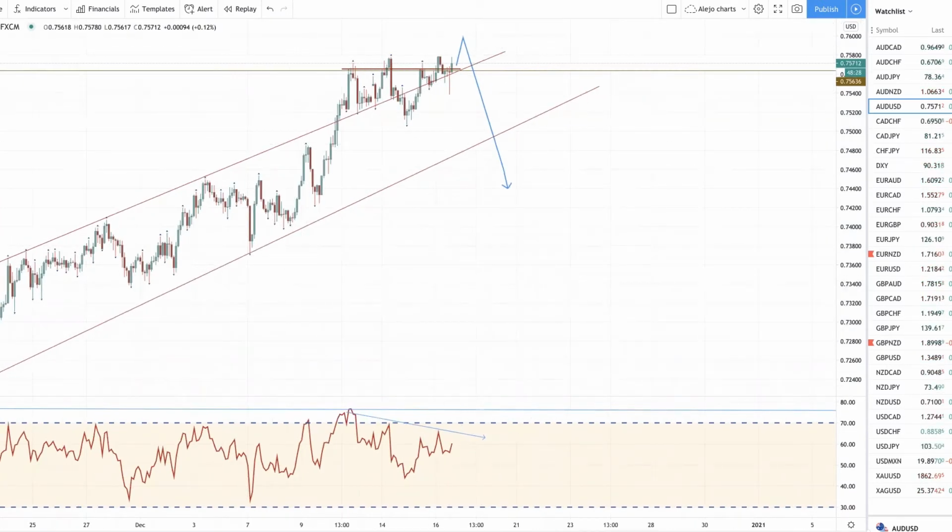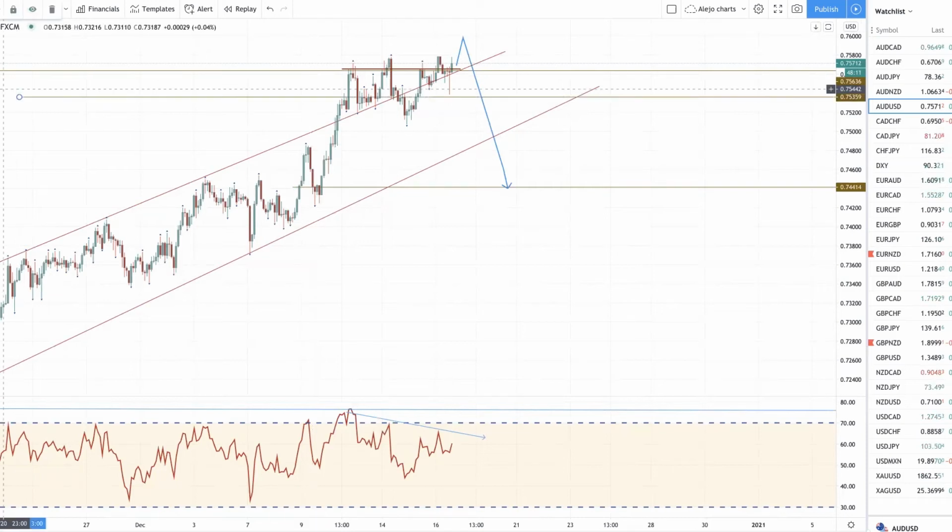So we have market imbalances here, market imbalance. This looks pretty good. But this is what I'm looking at, around 74.14, which would be a 150 pip drop. Long term, I think we probably are going to go higher.